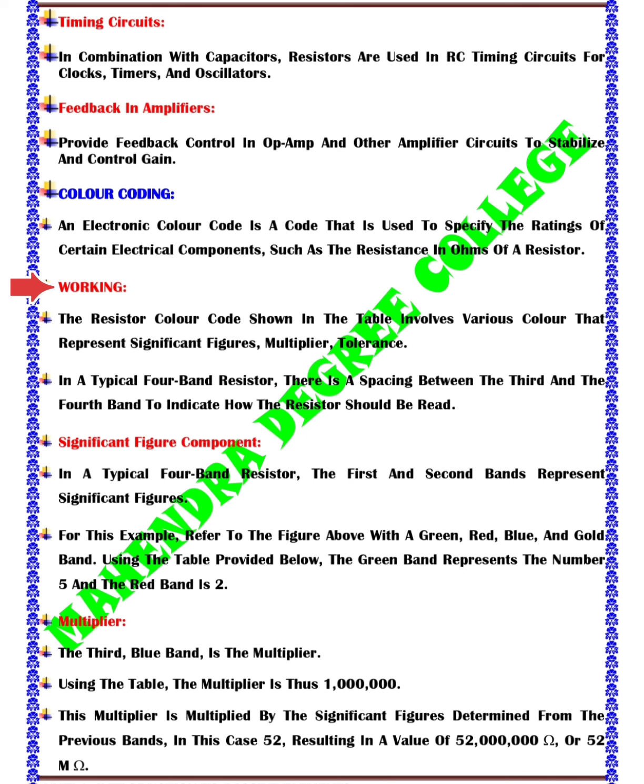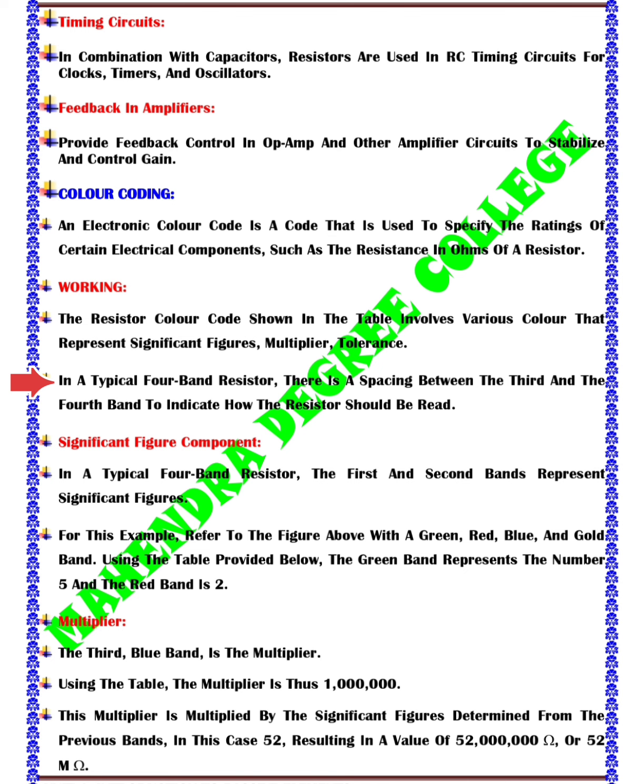Next, working of color code of resistors. The resistor color code, often used to identify resistance values, employs color bands to denote the significant figures, multiplier, and tolerance. The first two bands typically represent the significant figures of the resistance value.